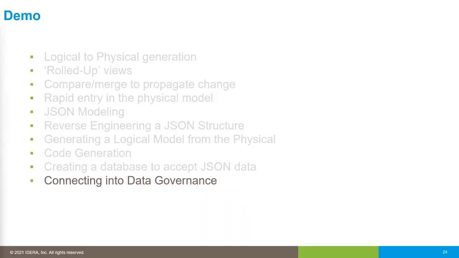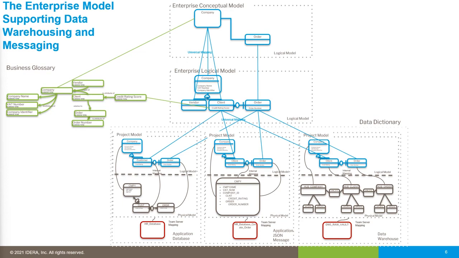So the last thing I wanted to talk about was how do we connect our Mongo and JSON models into a data governance program. So going back to this slide here, we can see that we've got our project models representing our application databases, our JSON messages, our Mongo structures, and the data warehouse. Now, we can link both of these either into the enterprise logical model and/or across to our business terms and our business glossary. So we could potentially relate every physical field in every object in our models of our data assets directly to business terms.